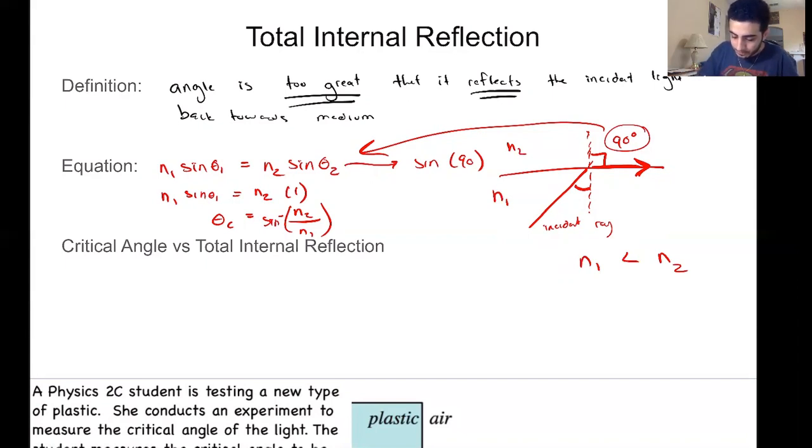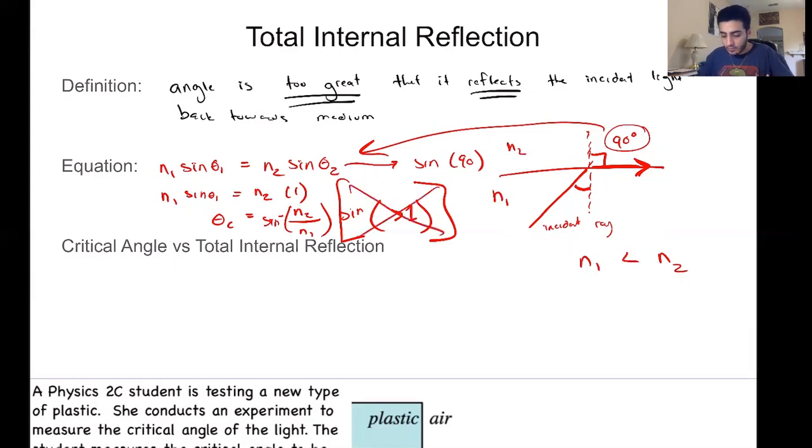We can show this mathematically. If n1 is smaller than n2, then this value in here will be greater than 1, because if we decrease the denominator, we're really multiplying by that number, right? So can we have it? Is there such a thing as an angle that will give us a sine of something greater than 1? No. So this is not possible.